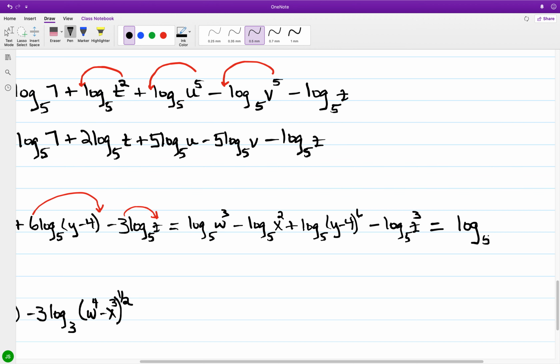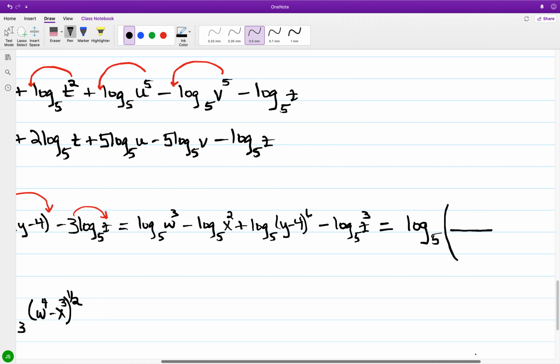Making this into a single term, again we have the base 5 logarithm, and the positive base 5 logarithmic terms will go at the top. Those that are negative will go to the bottom. So w to the third goes to the top, and minus the base 5 logarithm of x squared goes to the bottom. The next term is positive, so y minus 4 to the 6th goes to the top. And with the last term being negative, z cubed goes to the bottom. This is one way the final result can be expressed in the case of number 9.